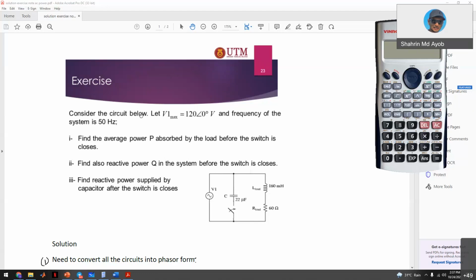So consider the circuit below. It is given in a phasor already, 120 volt, and this is the maximum value, with an angle of 0 degrees, and the frequency of the overall circuit is 50 hertz. So meaning that all the components here are working at 50 hertz frequency. Okay.